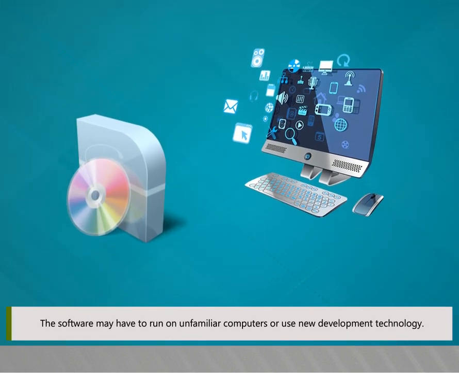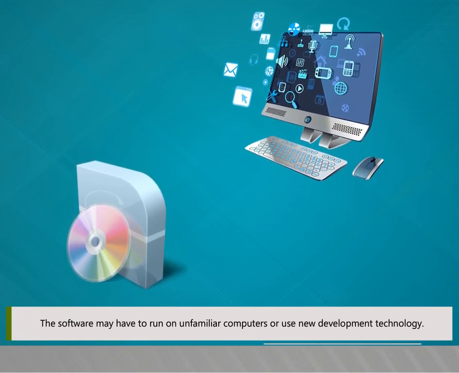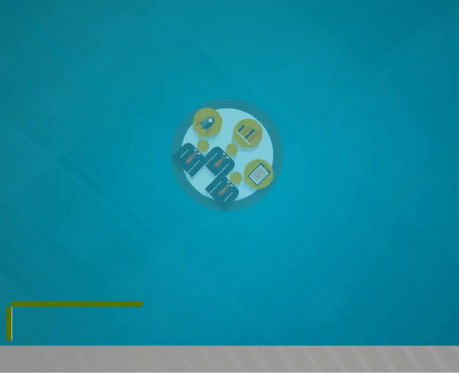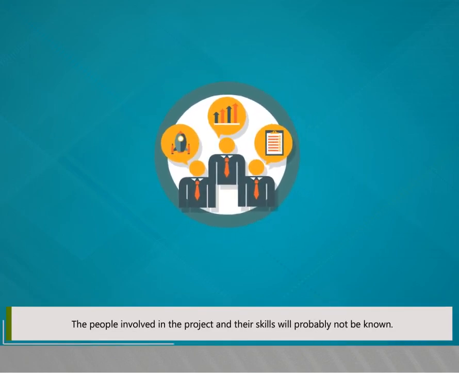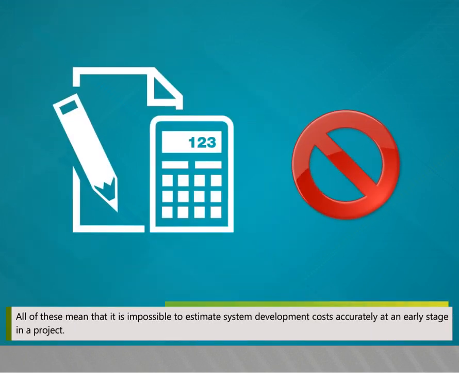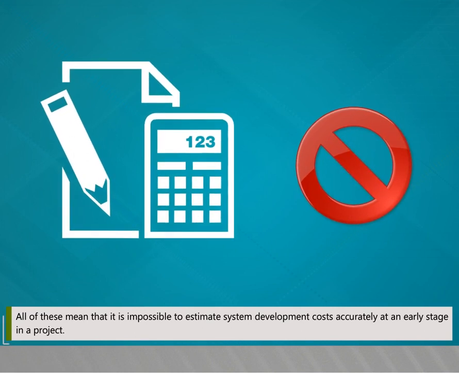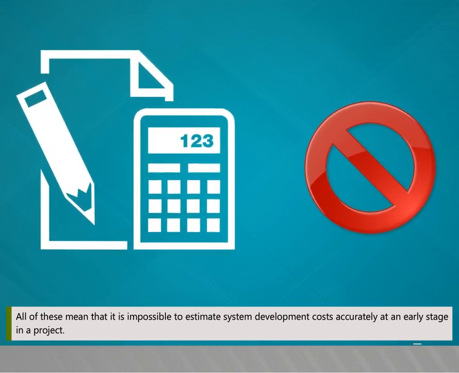The software may have to run on unfamiliar computers or use new development technology. The people involved in the project and their skills will probably not be known. All of these mean that it is impossible to estimate system development costs accurately at an early stage in a project.